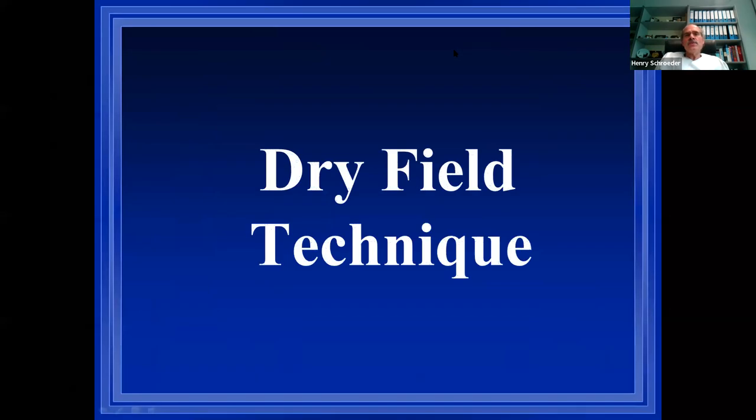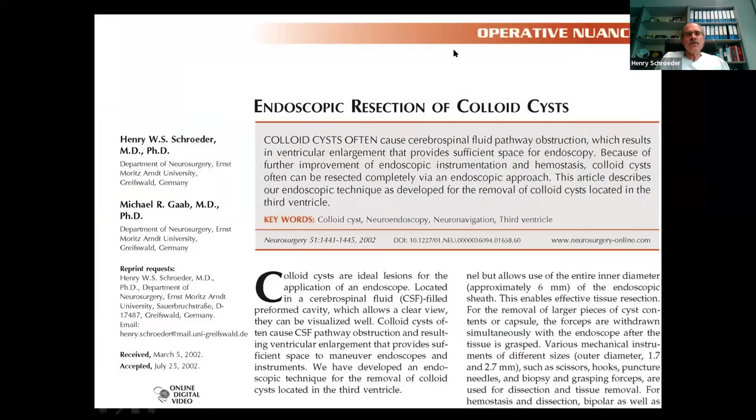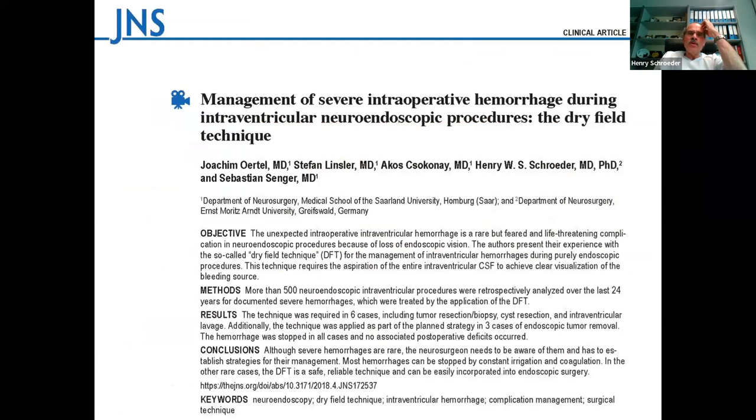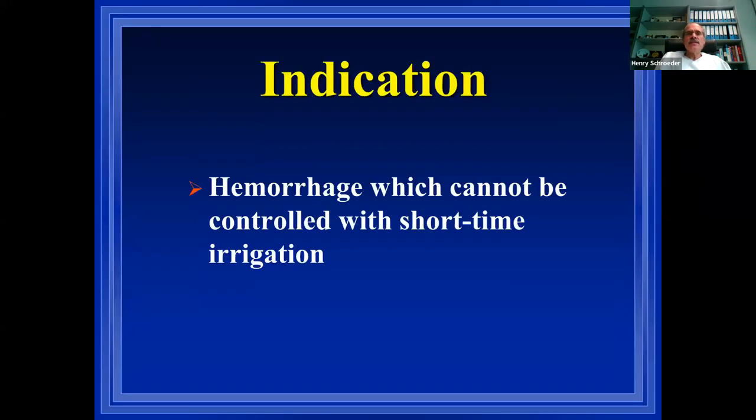Sometimes we have a major hemorrhage and irrigation is not working. Then we use the dry field technique. We first described it in 2002 in our paper on colloid cyst resection, and Joachim Oertel from Homburg has put five or six cases together where we have used it. It's a very effective technique and it's always indicated if you cannot control the bleeding with irrigation.